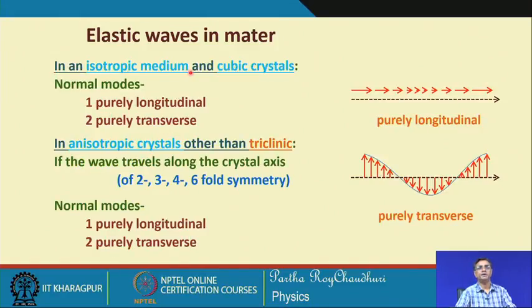So, in an isotropic medium and cubic crystals, among the normal modes, one is purely longitudinal. You can see the medium will be compressed and rarefied along the longitudinal direction. You can see the lengths of the vectors are representing the compression and rarefaction in the medium. So, one purely longitudinal mode, and there could be two purely transverse modes. Let us suppose this is directed along x, then there could be y polarization and z polarization as well. So, there are two tangential modes, two transverse modes. These two modes are degenerate, they are identical.